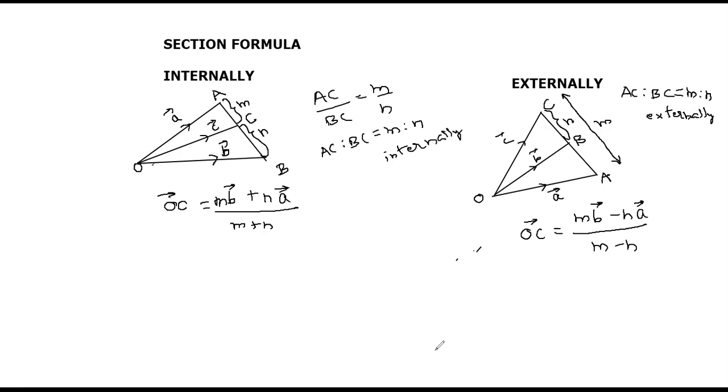Now we take some questions. And midpoint: if C is a midpoint, then M is to N will become 1:1. In this case, C is a midpoint, then OC, this vector C, will be equal to M and N will become 1, so you can say vector A plus vector B divided by 2, because 1 plus 1 is 2. So for a midpoint, if you have to find directly, you can add and divide by 2.